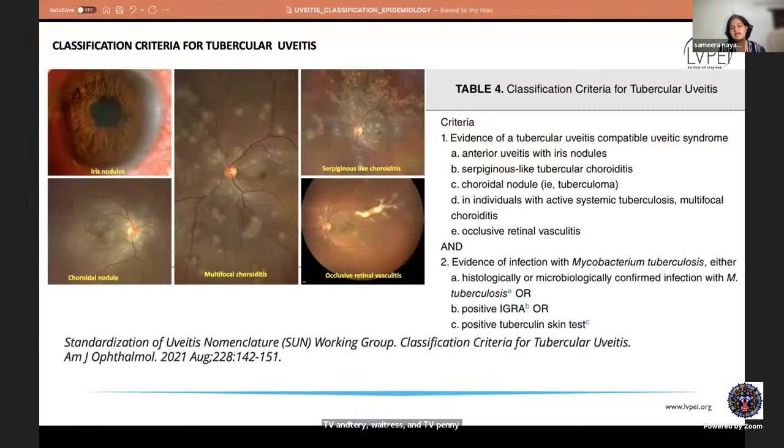The disease-specific criteria include evidence of tubercular uveitis, compatible tubercular uveitis. What is compatible TB uveitis? Presence of anterior uveitis with iris nodules, or serpiginous-like tubercular choroiditis, or choroidal nodule, or multifocal choroiditis, or occlusive retinal vasculitis, plus evidence of infection with Mycobacterium tuberculosis, either histologically or microbiologically, positive IGRA or positive tuberculin skin test.